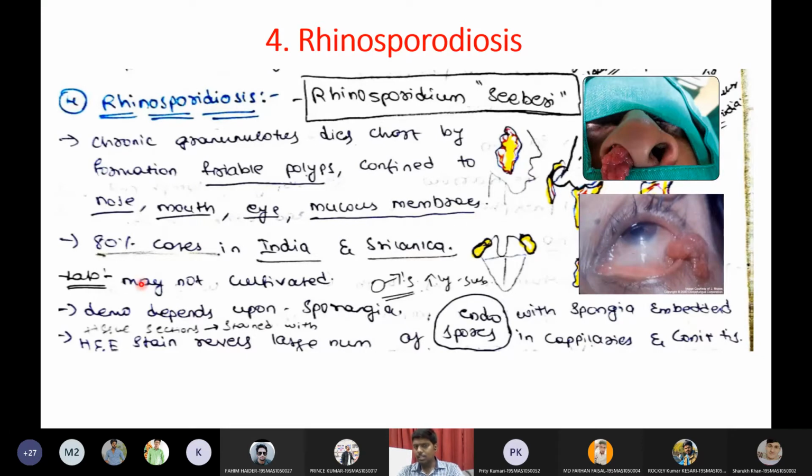The problem with rhinosporidiosis is we cannot cultivate it. We cannot culture this particular fungus. That makes it very difficult to identify this infection since it is uncultivable. So we cannot cultivate this fungus. Then how can we demonstrate this fungal disease? This fungal disease can be demonstrated by taking a biopsy of this febrile polyp.